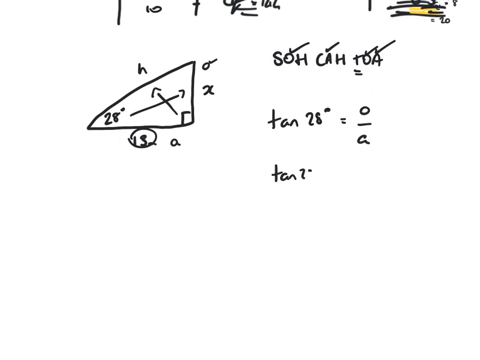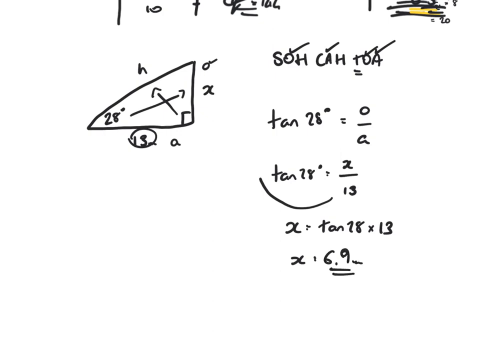That's tan 28 is equal to, well, the opposite is what we're looking for, that's X, over the adjacent, which is 13. Okay, I can then bring that up and multiply, so X will be equal to tan 28 multiplied by 13, and then you enter that into your calculator. Okay, and that'll give me a result of 6.9 metres.